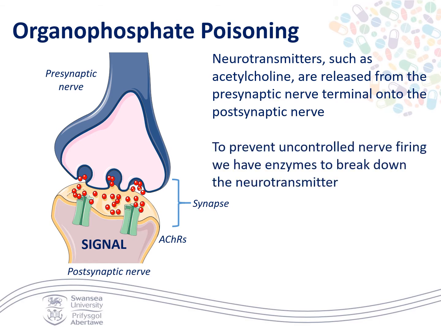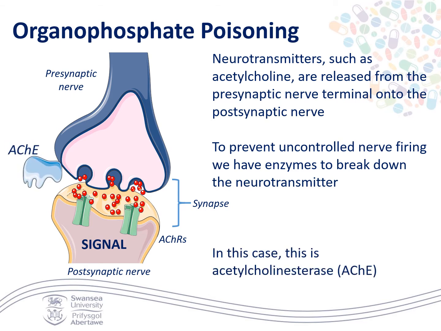Now, in order to prevent uncontrolled nerve firing, we have enzymes that break down those neurotransmitters. Otherwise, once that signal is switched on, it would remain on and keep firing and keep firing and keep firing. And we would end up with uncontrolled neurotransmission. So we have enzymes which come in and break down those neurotransmitters. In this case, we have the acetylcholine esterase, which breaks down acetylcholine, preventing it from binding to acetylcholine receptors and switching off that signal in the postsynaptic nerve.